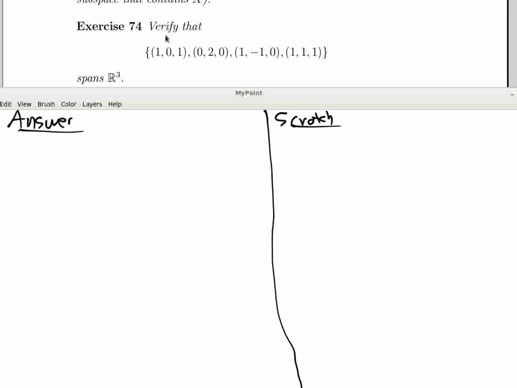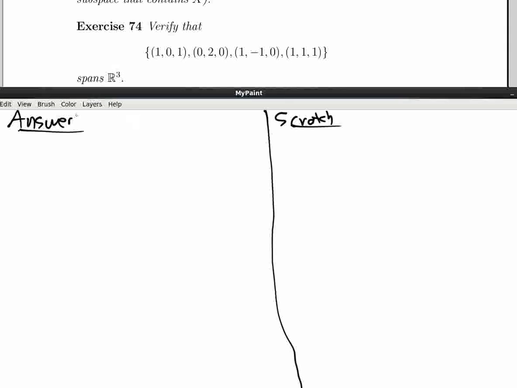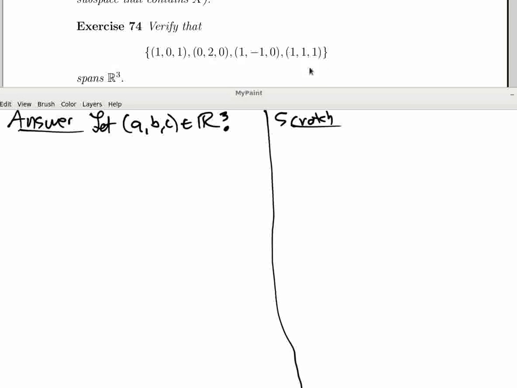I need to show that this set spans R3. That means for any element of R3, I should be able to write it as a linear combination of these 4 things. To show that that's true, I need to pick any element of R3. So I'm going to pick a completely generic element of R3. So what I'm doing, as I'm setting the ground rules here, is I need to show that a, b, c, where a, b, and c could be anything, can be written as a linear combination of those 4 things.